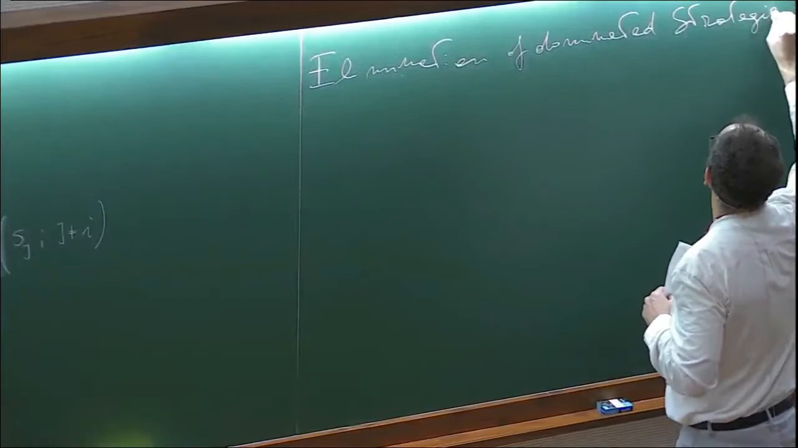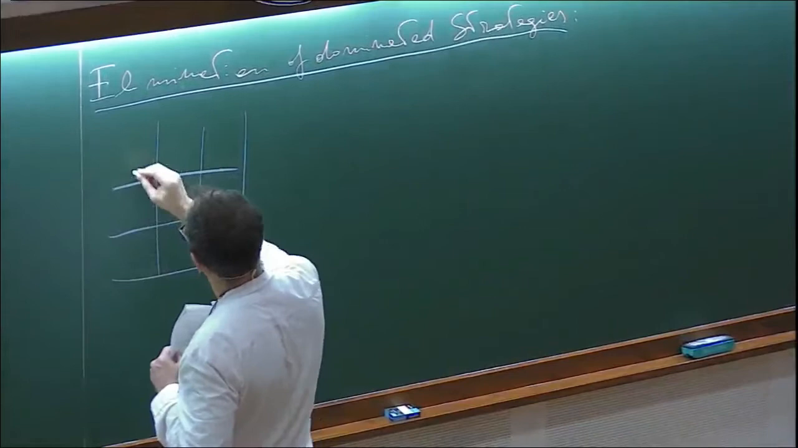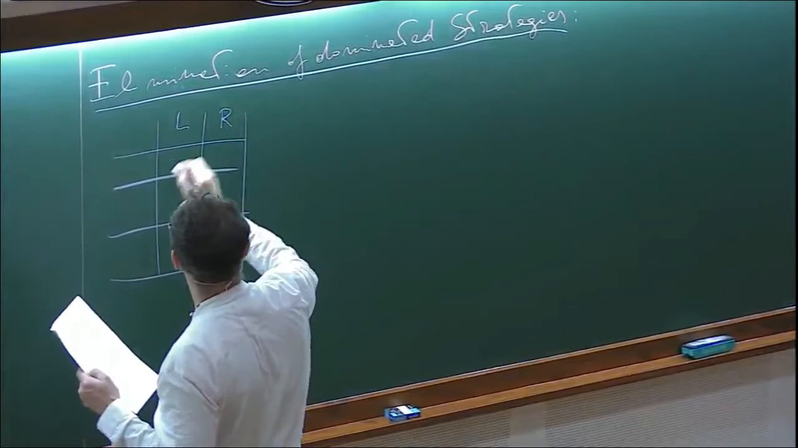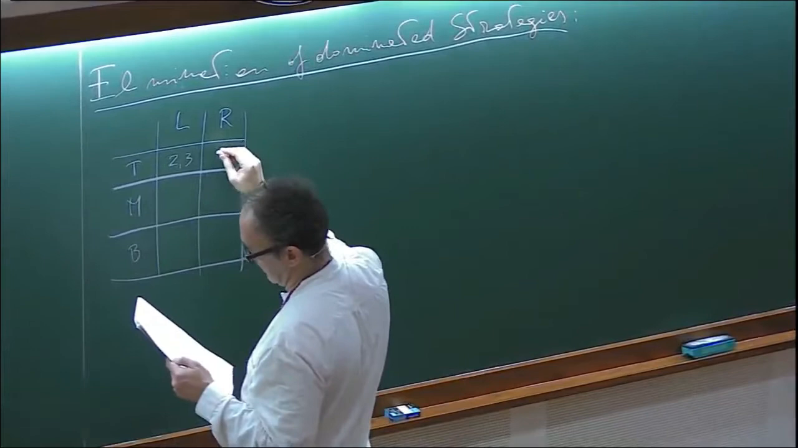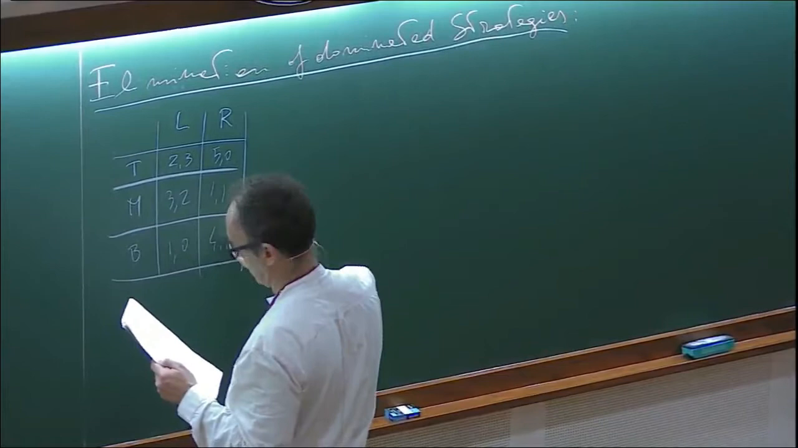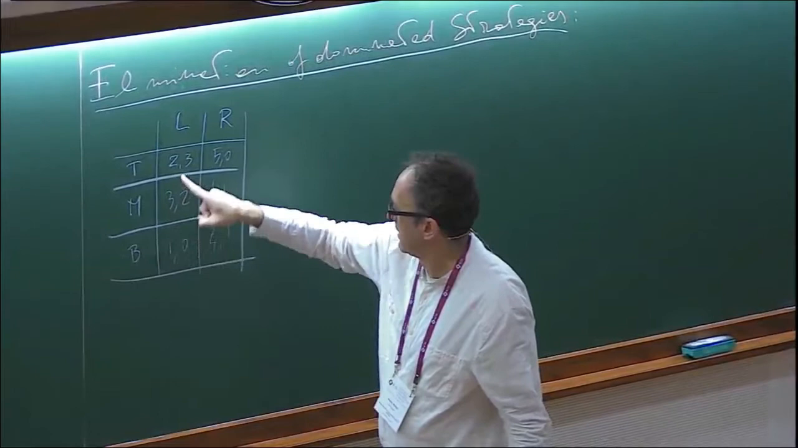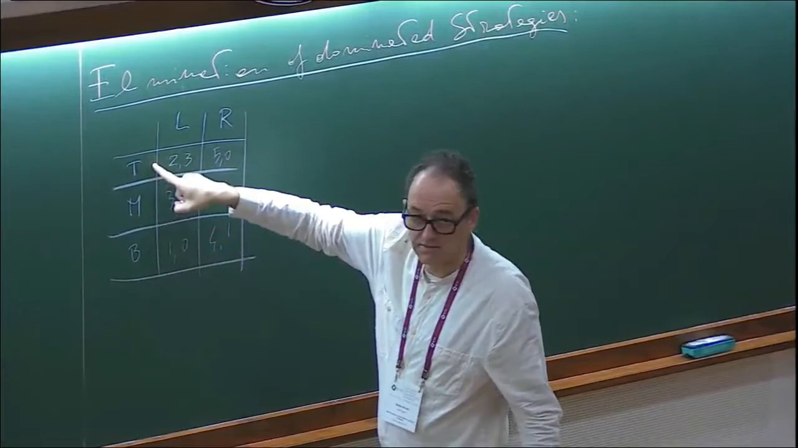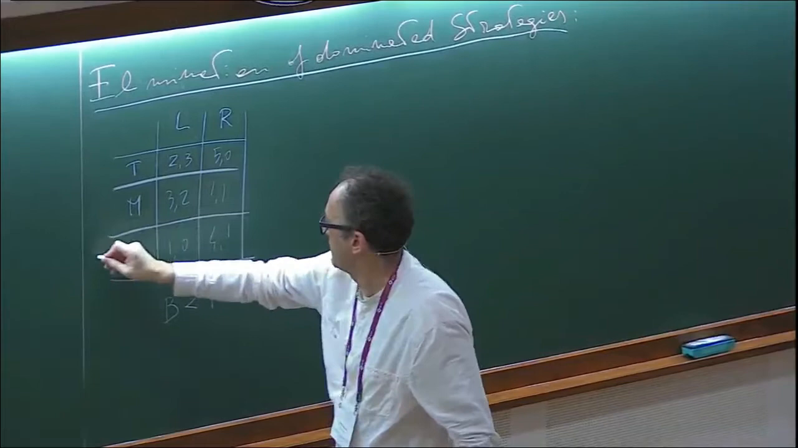For example, take a game with two people playing. One can play two choices, left and right, and another can play three choices called T, M, and B. The payoffs are 2, 3, 5, 0, 3, 2, 1, 1, 1, 0, and 4, 1. Then you can see that for player 1, strategy B always gives payoffs less than T, no matter what player 2 plays. This 1 is less than 2, this 4 is less than 5, so you can eliminate this strategy.